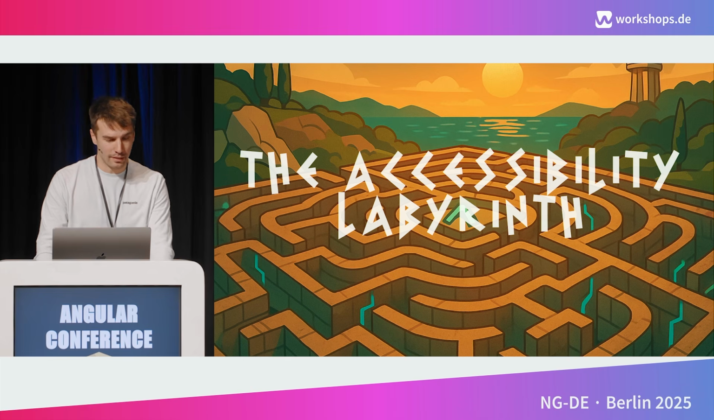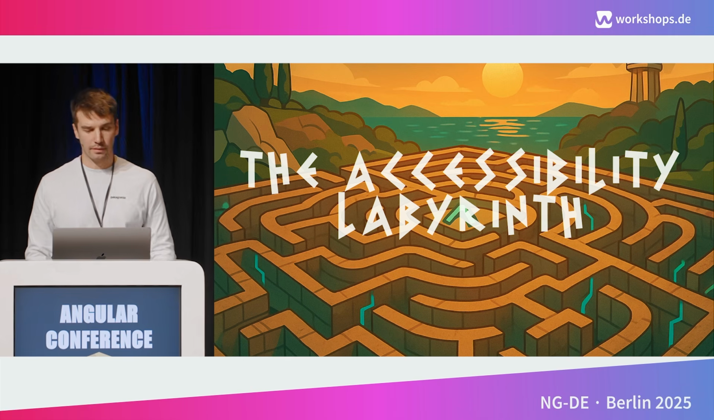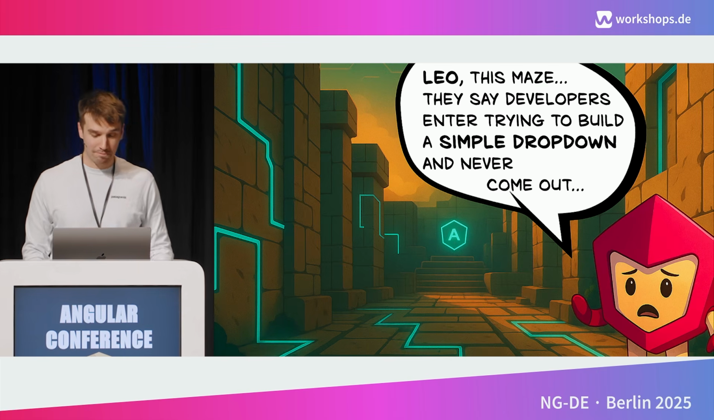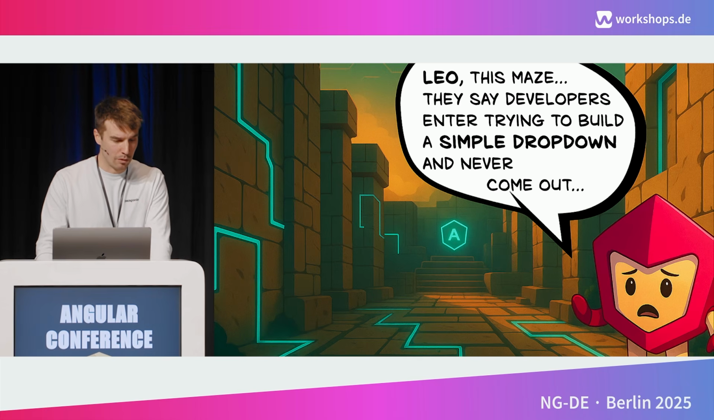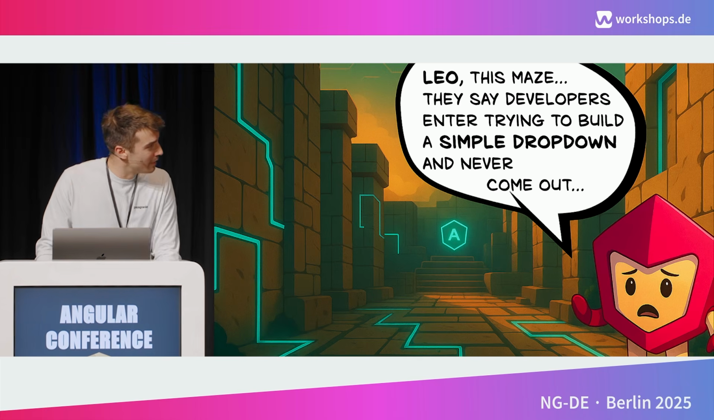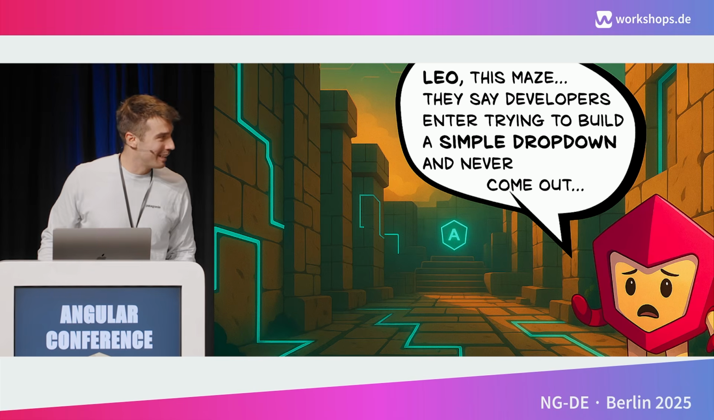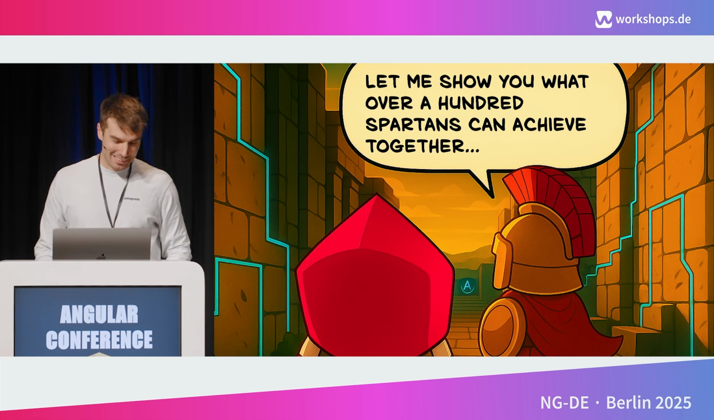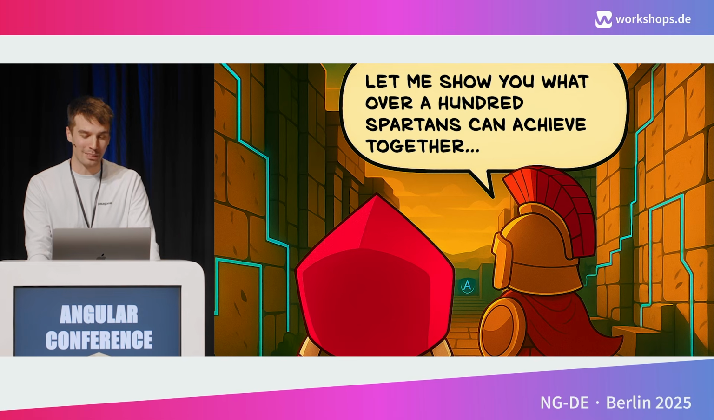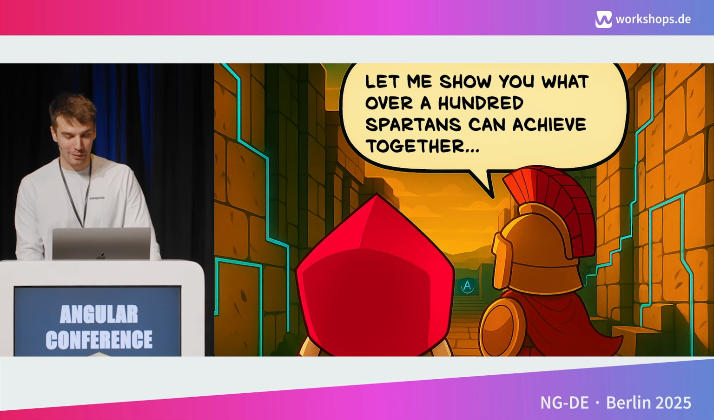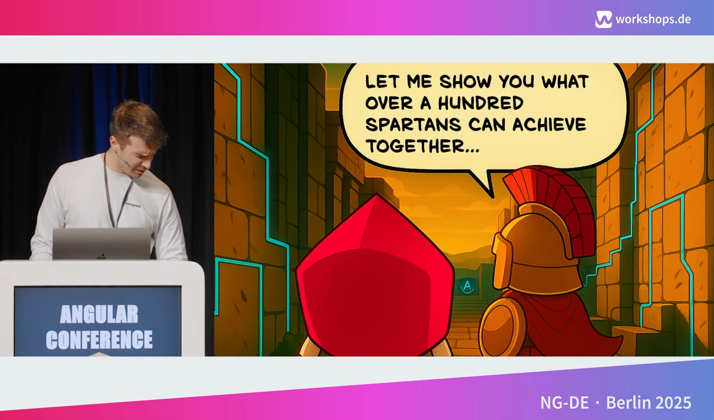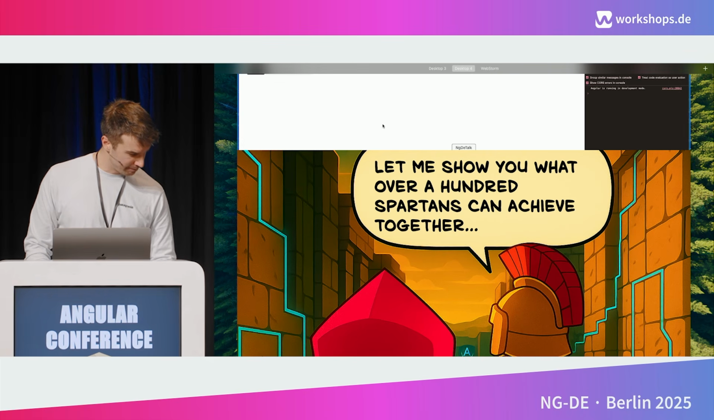Which brings us to our second challenge, the accessibility labyrinth. You see, making something look good is the easy part. Making it work for everyone, that's where developers lose weeks. Or as Angie notes, some people say that developers enter the labyrinth trying to build a simple drop-down, and they never come out. But once again, Leo knows that with a whole army of Spartans, there's nothing that's impossible, and we can even face the final boss of our UI components, the combo box. And I've showed it before, so I'll try again.